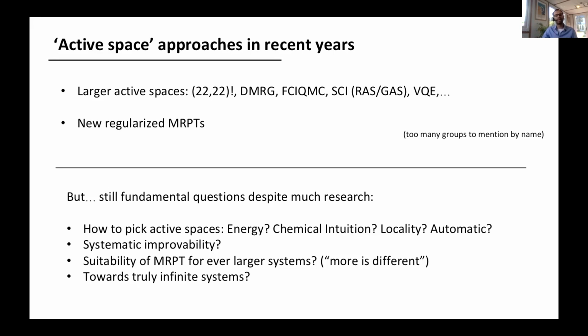What about truly infinite systems? Imagine we're doing a real periodic crystalline system. What are the prospects for active space approaches and multi-reference perturbation theories in the solid state? Does that make sense? Or when we go to larger systems, is there going to be new physics that means these aren't the right approaches, or that they need to be adapted in some way? These are the questions driving this talk and some of the developments that I'm going to talk about.